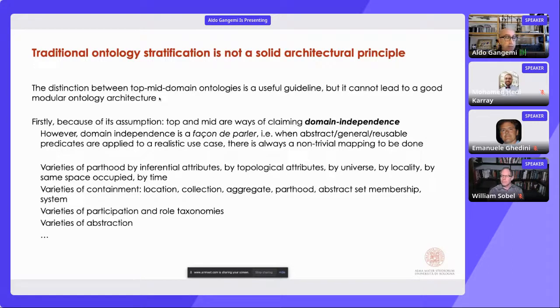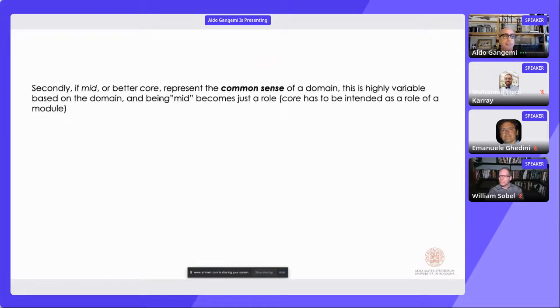Of course, even a foundation can be organized in different ways. So this sometimes can be a showstopper. The second reason is a bit simpler: that common sense can vary across domains.